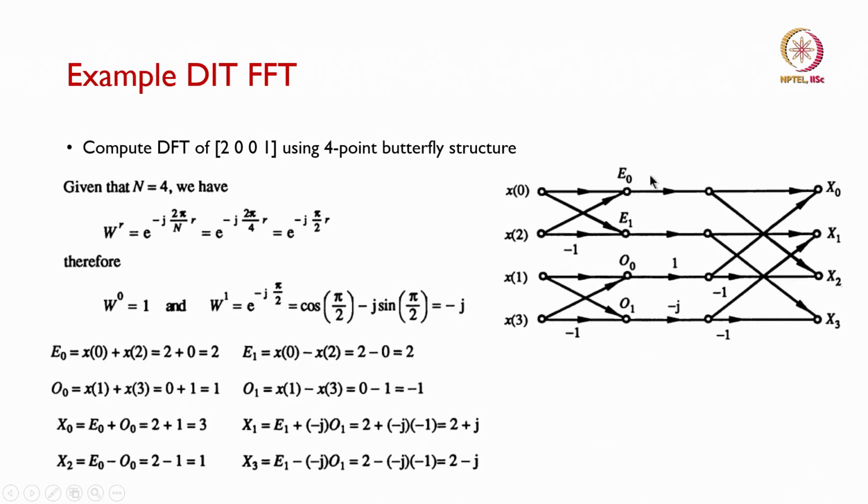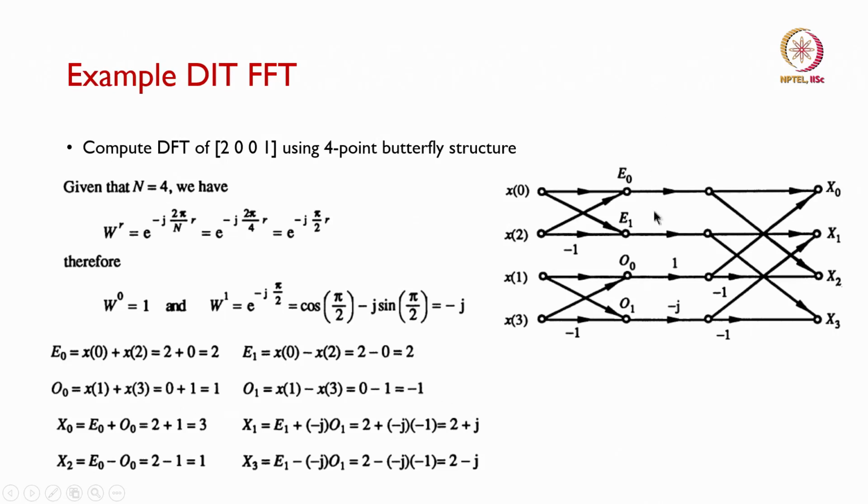What is E 0? It is x of 0 plus x of 2, assuming the twiddle factor is 1, which is 2 plus 0 equal to 2. In the same way we calculate E 1, which is x of 0 minus x of 2, 2 minus 0 equal to 2. Then compute O 0 and O 1. This is the even part and this is the odd part. What you get is 1 and then minus 1 in this case.